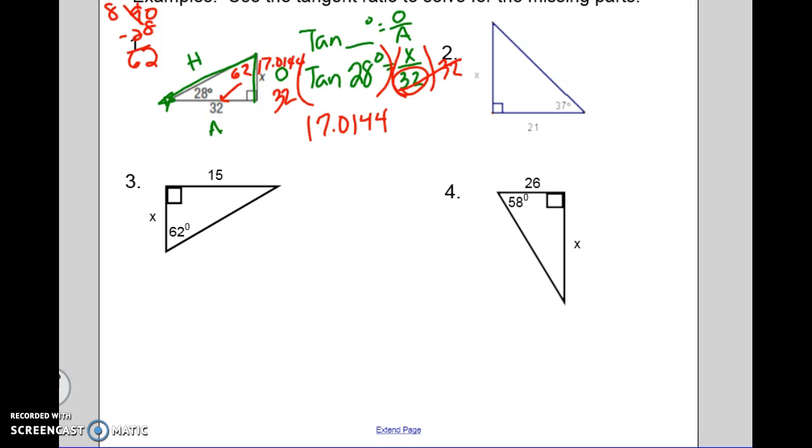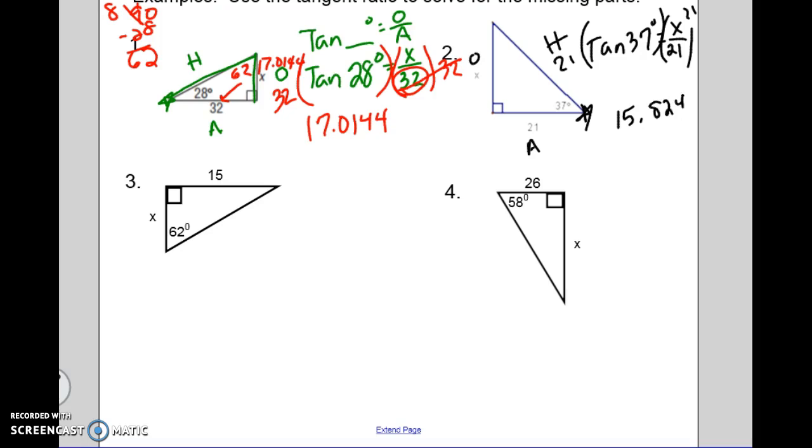Okay? On number 2, you started at 37. This is your hypotenuse, this is your opposite, this is your adjacent. Correct? So, tangent of 37 degrees is equal to the opposite, which is x, over the adjacent side, which is 21. Now multiply both sides by 21. So what's 21 tan 37? You just push those buttons. 15.8246. Did I write it right? Good. All right, now that you're smarter, do 3 and 4.